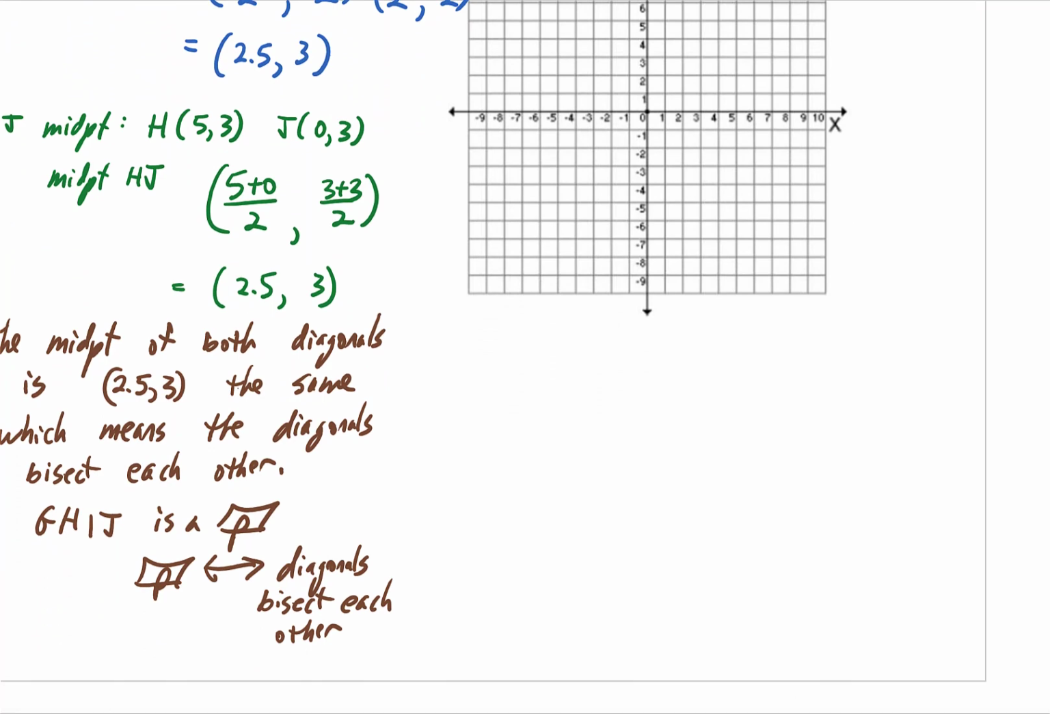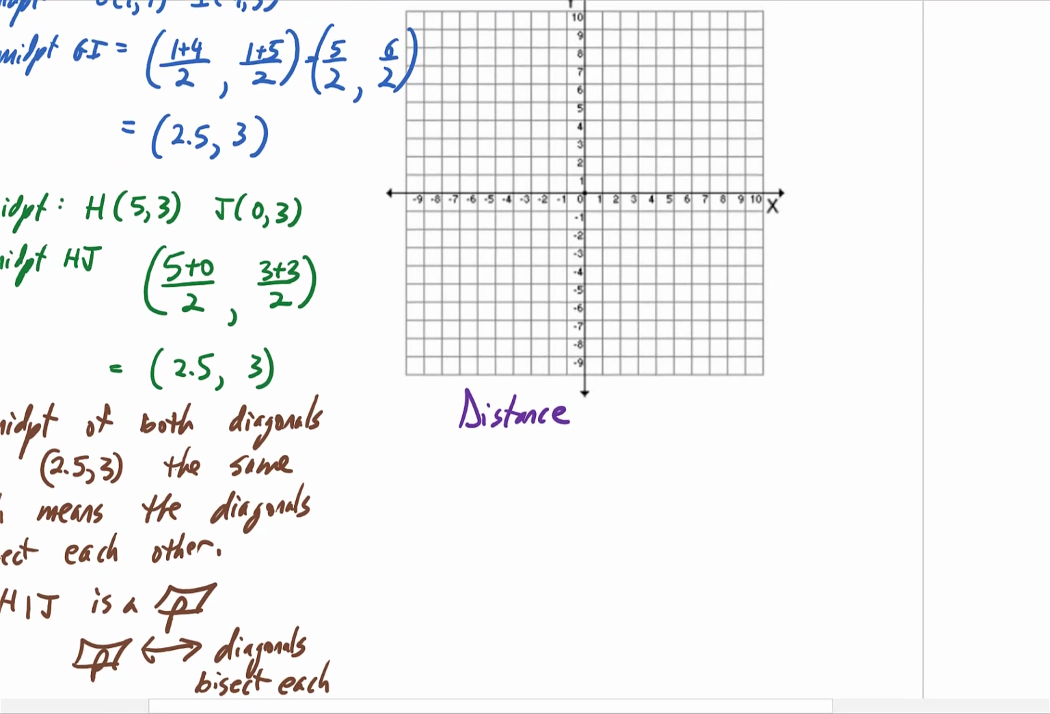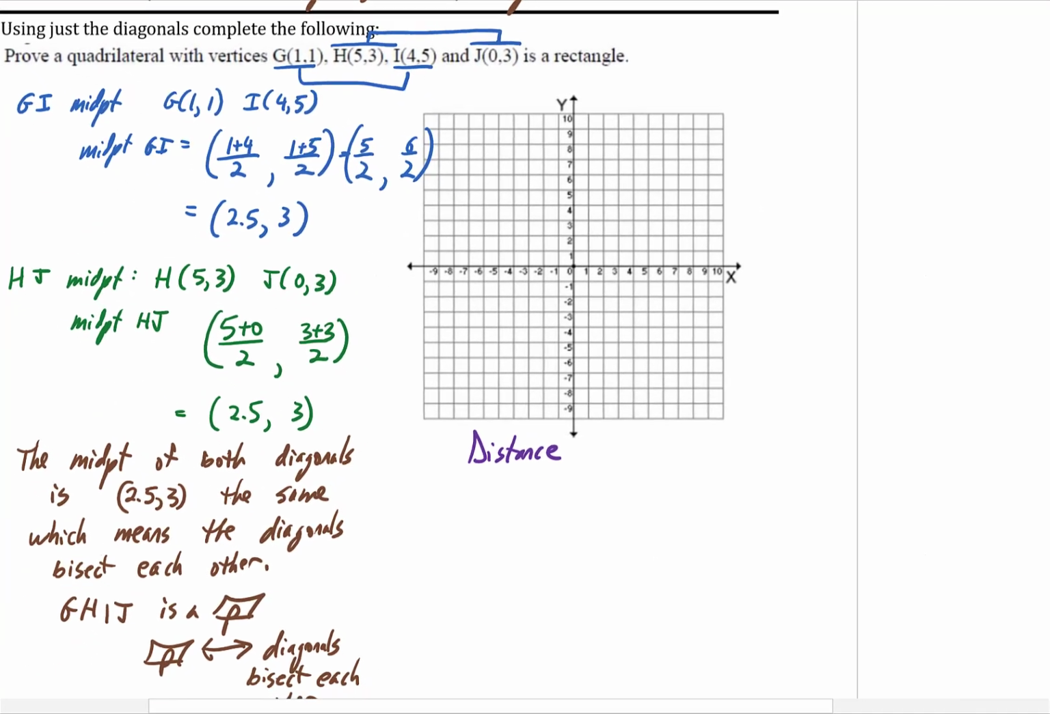Now, the next thing we're going to use the diagonals for is, they bisect each other, if I could show that they're also equal in length using the distance formula, then I can say that a parallelogram with congruent diagonals is a rectangle. So let's take a look.